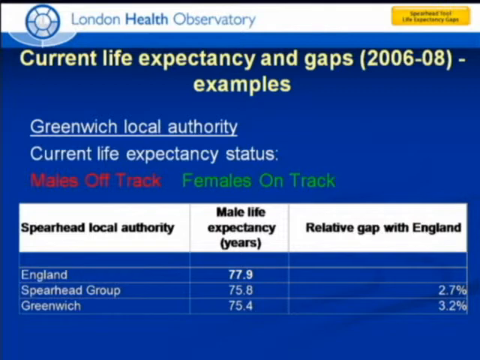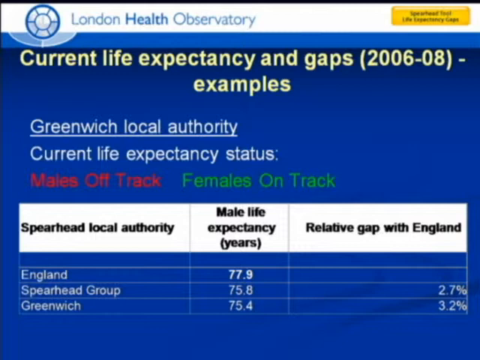So I've chosen on this slide Greenwich Local Authority, which is an authority in London. So this is what the tool tells each local authority about their area. So first of all, it gives them their current life expectancy. So in this case for Greenwich, it's 75.4 years. It tells them what the life expectancy is in all of the spearhead local authorities, which is 75.8 years. So Greenwich is lower than the average for all the spearhead areas. And it tells them what the life expectancy is in England as a whole, which is 77.9.